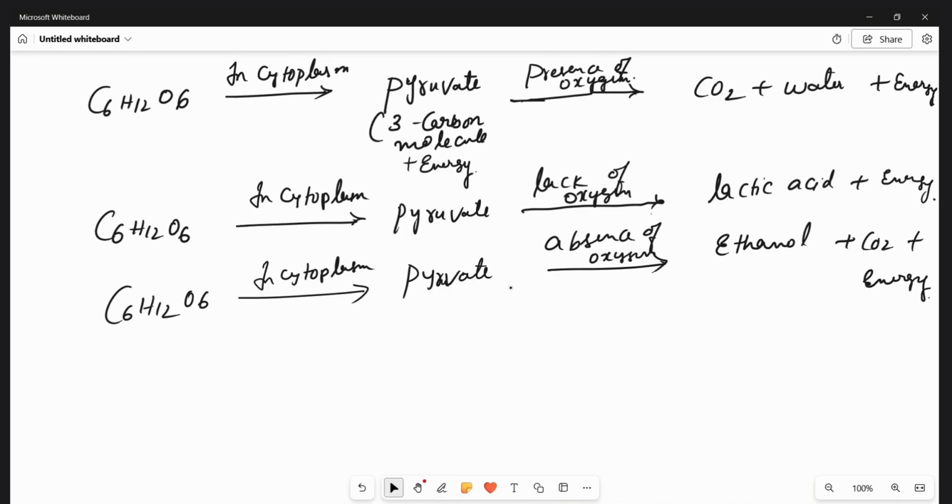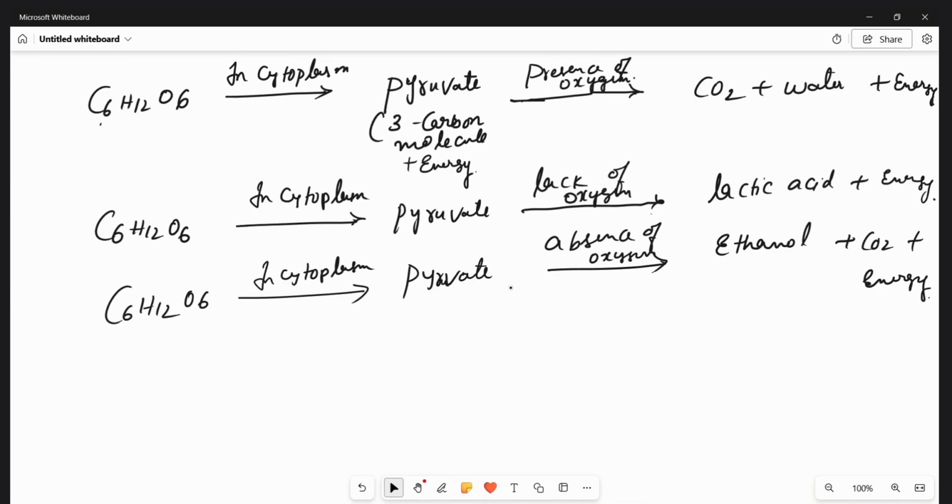So the first one, in all animals and human beings, is aerobic respiration. The second one is anaerobic respiration, that is, where there is a lack of oxygen. Where do we see that? Whenever we run, in the muscles.